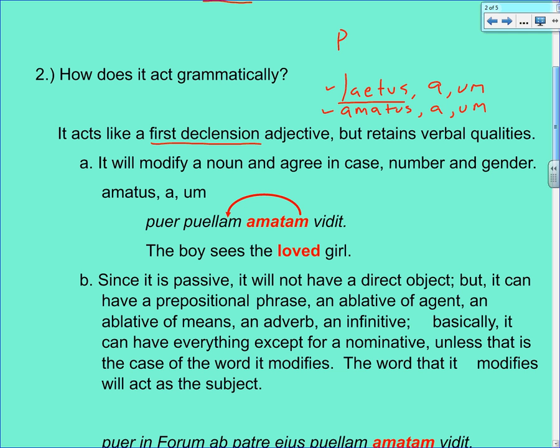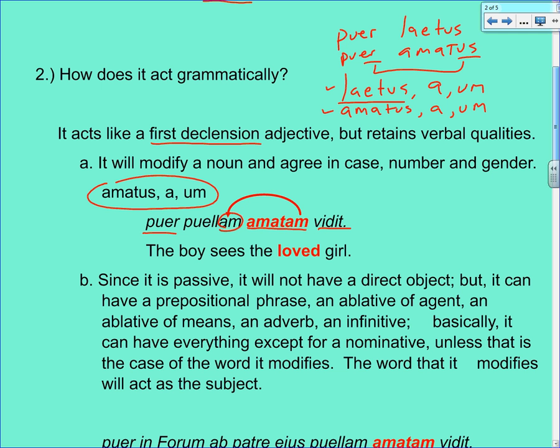If I have puer laetus, the happy boy, or if I have puer amatus, the loved boy, they will agree in case, number, and gender, just like the other adjectives that we've had in the past too. If we look at this sentence right here, puer is nominative, it is the subject of that sentence. Puellam is the accusative direct object. Videt is the verb. Amatam has the same case, number, and gender as puellam.